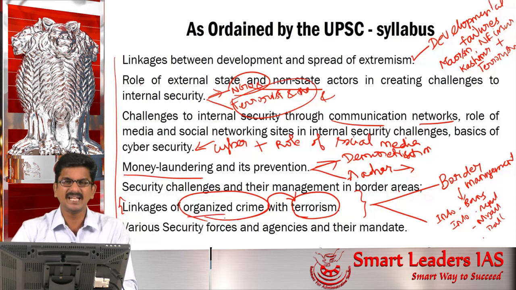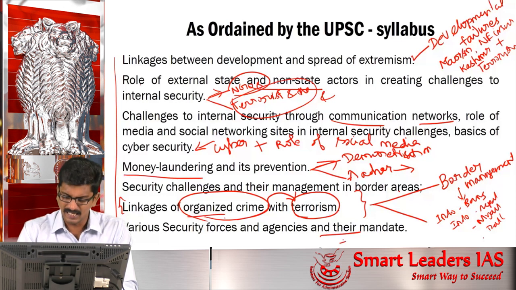And the fourth one, various security forces and their mandate, such as Central Armed Police Forces. What are the Central Armed Police Forces? What are their functions? What is the mandate for them? It also includes security organizations such as the NSG, National Security Guard, which provides security cover to VVIP persons. It also includes them.